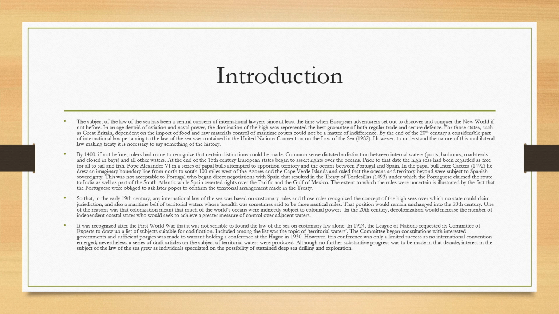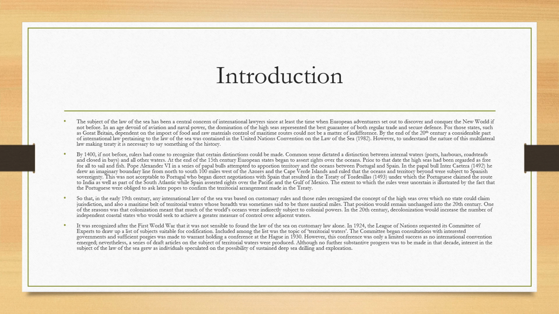Pope Alexander VI, in a series of papal bulls, attempted to apportion territory in the oceans between Portugal and Spain. In the papal bull Inter caetera, 1492, he drew an imaginary boundary line from north to south 100 miles west of the Azores and the Cape Verde Islands, and ruled that the oceans and territory beyond were subject to Spanish sovereignty.